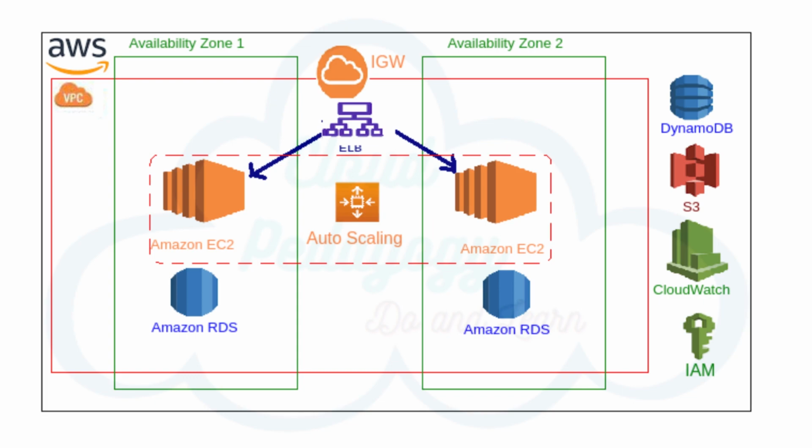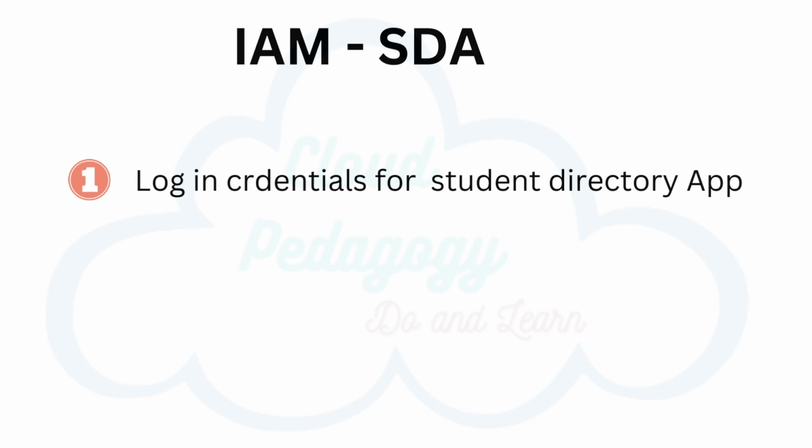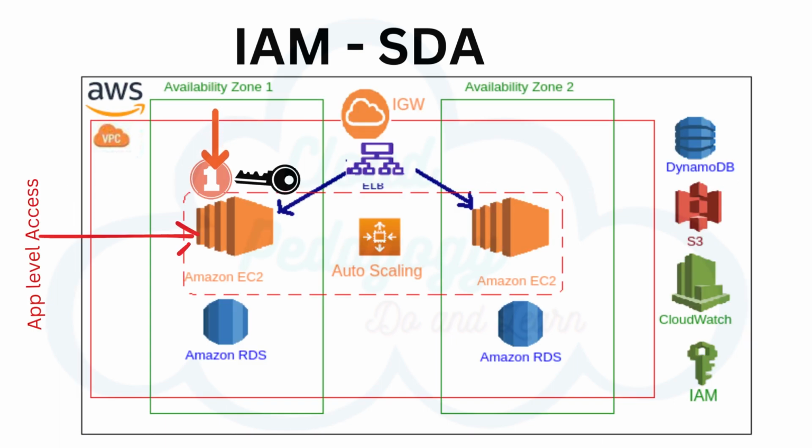We have already gone over the design of this application, and what I want to do is focus now on the access control. There are multiple places on this diagram where we can identify the need for access control and credential management. The first thing we need to do is to manage how users log in and use the student directory application. We could require that people have valid credentials like a username and password to log into the application. That is access management on the application level.